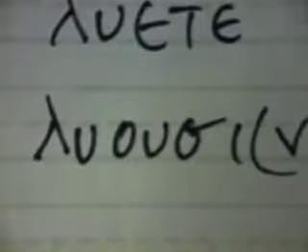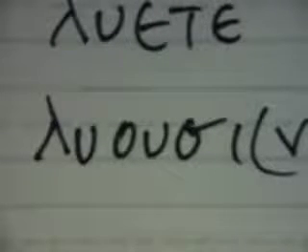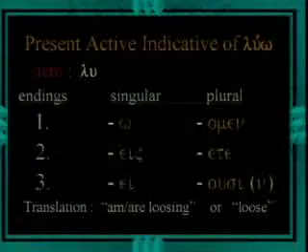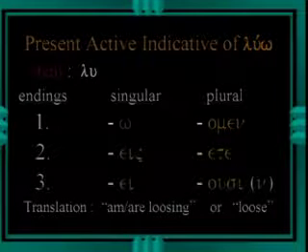Okay? Translation. I am loosing. You are loosing. He is loosing. We are loosing. Y'all are loosing. Yep, Jesus was a southerner. Y'all were loosing. And then they are loosing. All right. I am loosing. You are loosing. He, she, or it is loosing. We are loosing. Y'all are loosing. And they are loosing. That puts together how we would recognize those, actually put those endings on the stem itself, as well as how we would go about translating them.